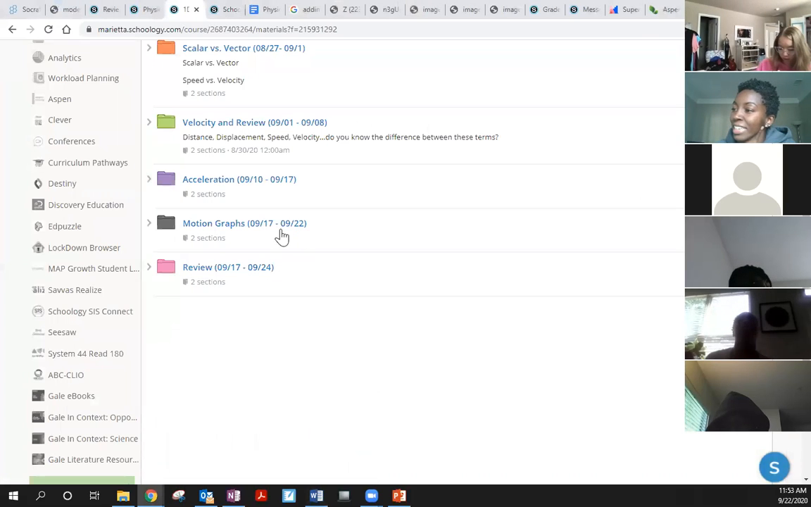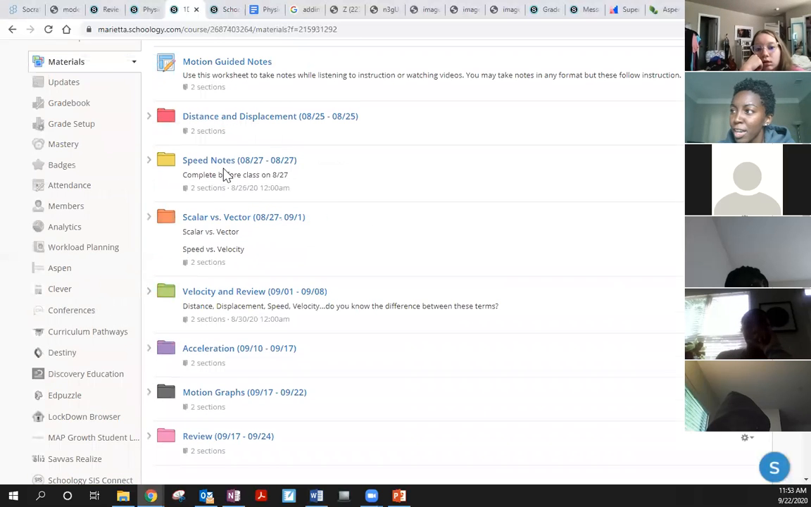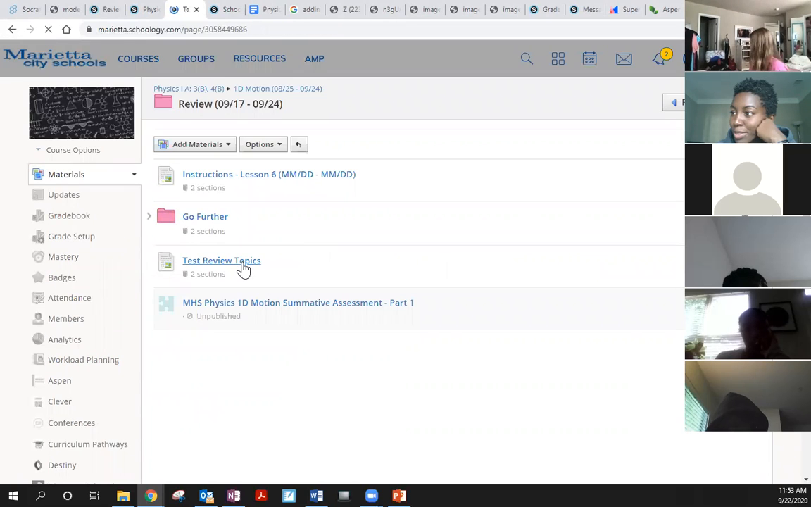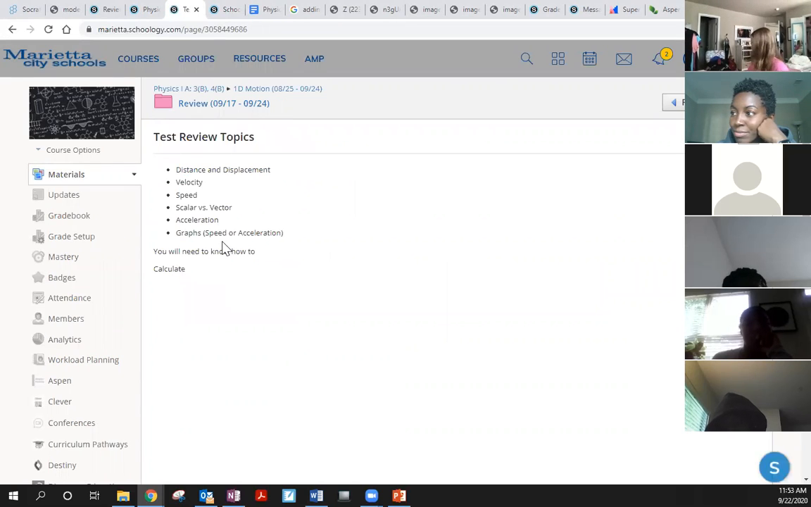Let me see. Anything else? Anybody have anything they're kind of worried about? What are your biggest concerns? So this is all we covered: distance and displacement, speed, scalar, vector, velocity, acceleration, and graphs. Okay, so what are you guys most concerned with? Here's the topics again. Anybody concerned with anything that they feel rusty on?